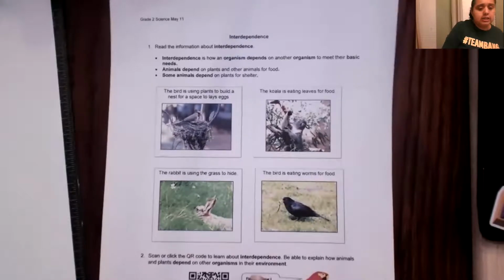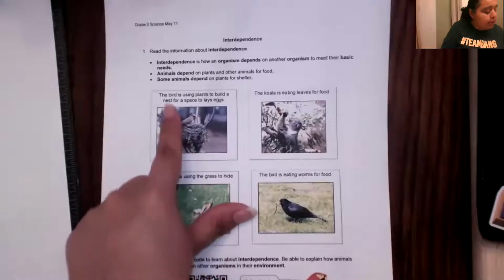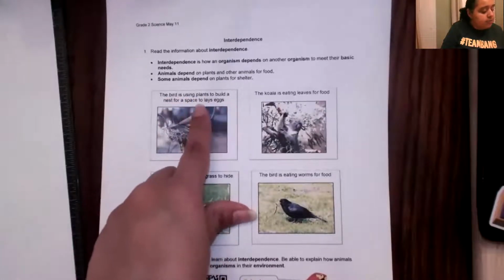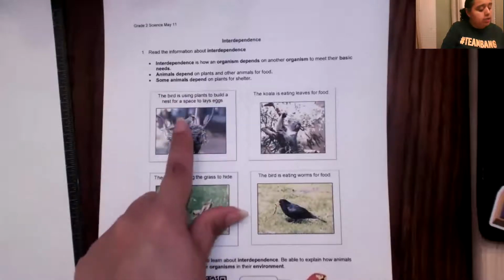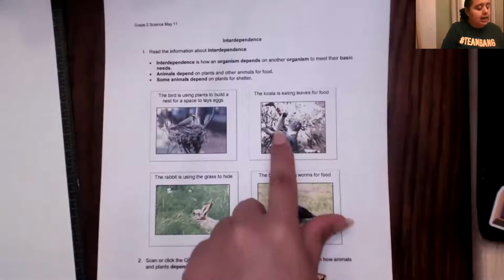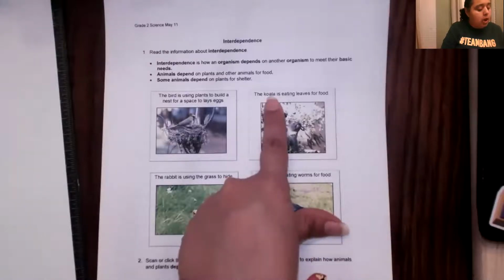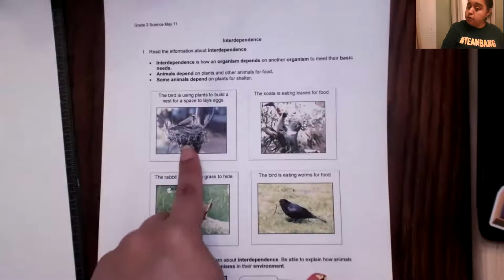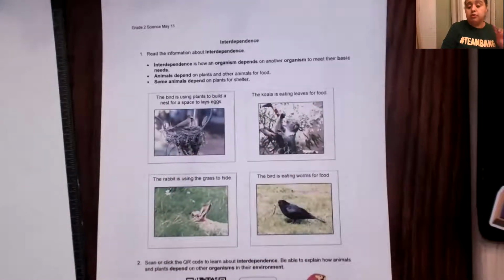So let's look at these pictures here. Here we have a bird. The bird is using plants to build a nest for a space to lay eggs. So the bird is depending on plants for shelter. Okay, here we have a koala. The koala is eating leaves for food. The koala is depending on plants for food. This one was depending for shelter. This one is now depending on the plants for food.